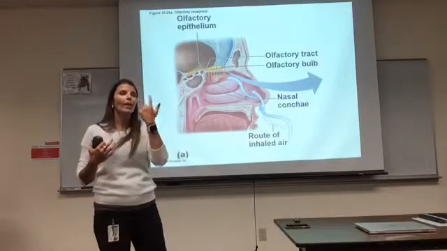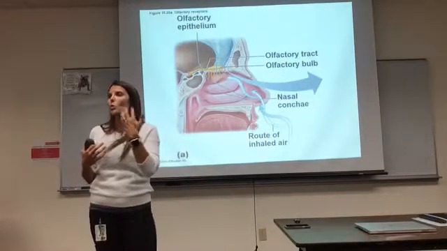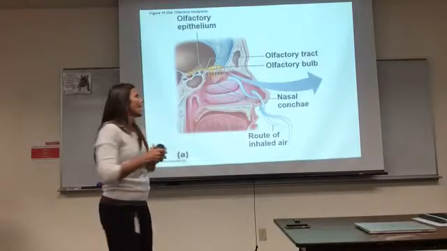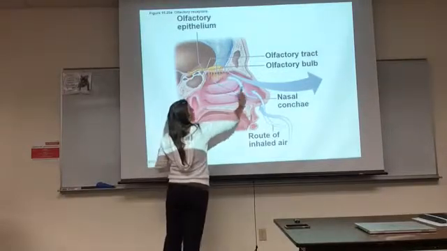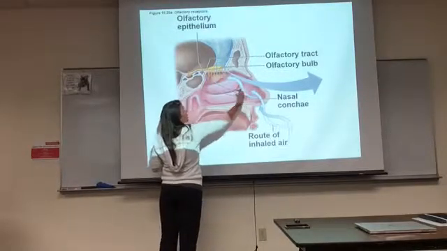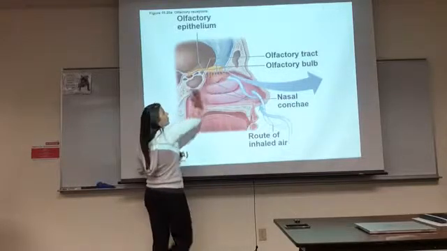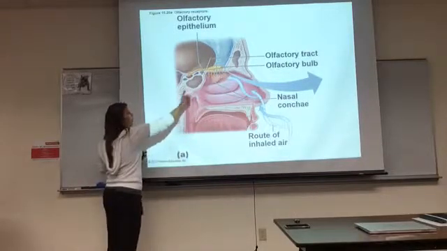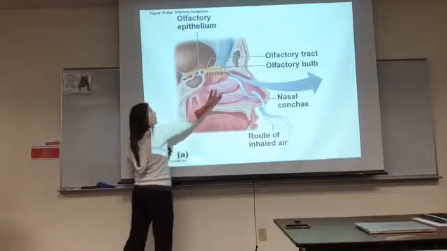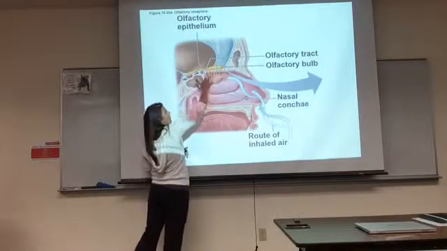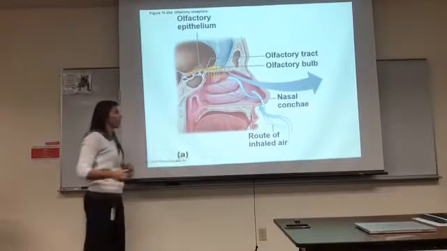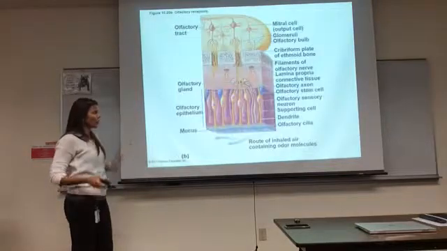So you inhale, and then it goes through this turbulence where it's warmed and humidified. And these little conchae here actually spin that air around so that it is warmed and humidified before it touches your lungs. So it would go from here down to your lungs. And the odorants are sticking here to the mucous membranes of that nasal epithelium so that you can smell.